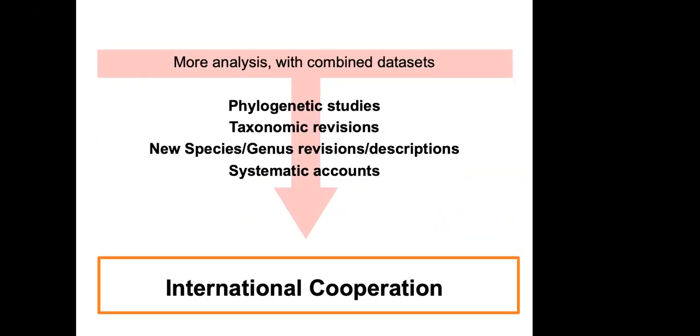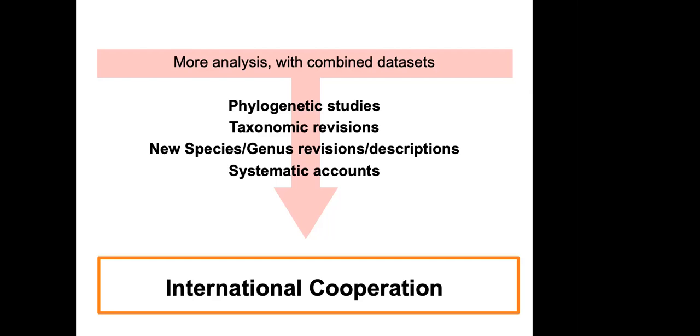So I'm sorry not to have provided you with a whole new classification of the pentatomids, if that was what you were expecting. And luckily, we still have much more analysis to do using combined data sets, also with new approaches, UCEs, morphology, in order to produce new phylogenetic studies. Obviously, new taxonomic revisions are needed because some of the groups are complete chaos, and therefore new species, genus revisions, and descriptions. And hopefully, sooner than expected, all this will deliver some new systematic accounts.